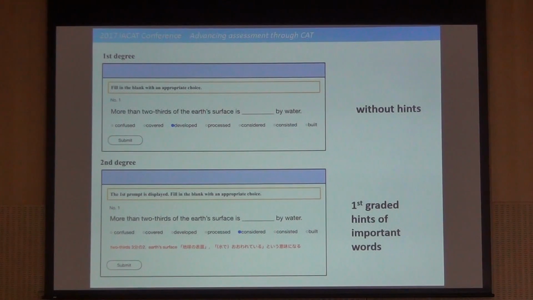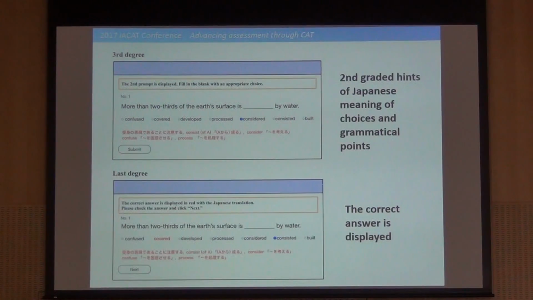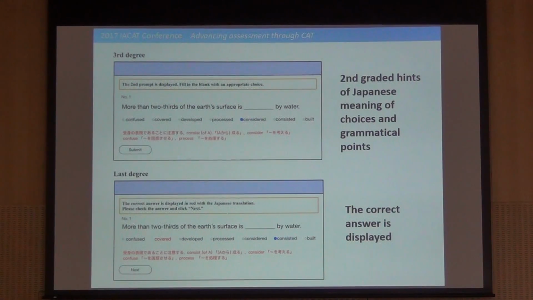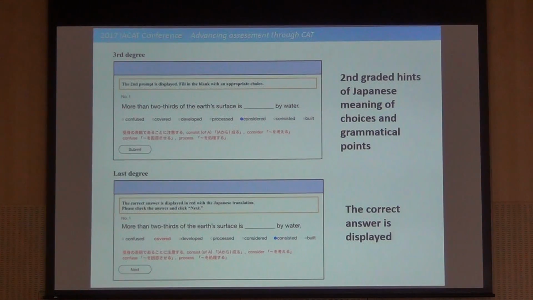So this is the system interface. First, the system gave the student a multiple choice question without any hints. If the student couldn't get the correct answer, the system goes on to the next degree and gives the student the first graded hint of important words. Again, if the student couldn't get the right answer, the system goes on to the next degree and provides the second graded hint of Japanese meaning of choices and grammatical points. These contents of the graded hints and their order were designed based on the qualitative research to guide them to the correct answer.